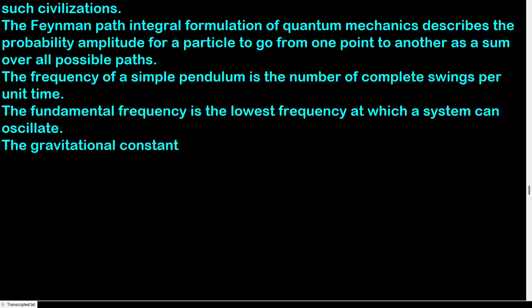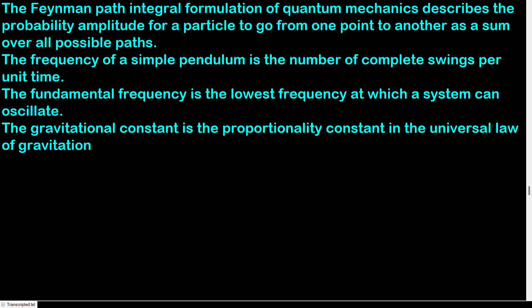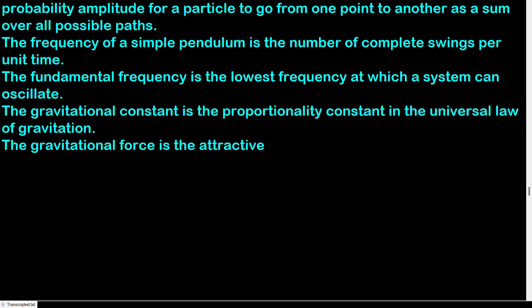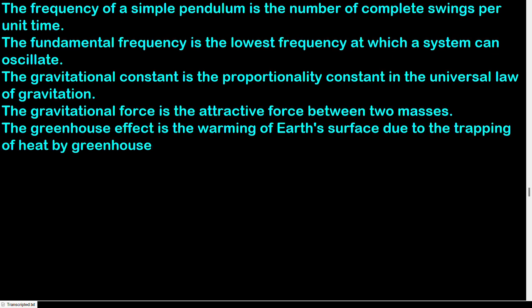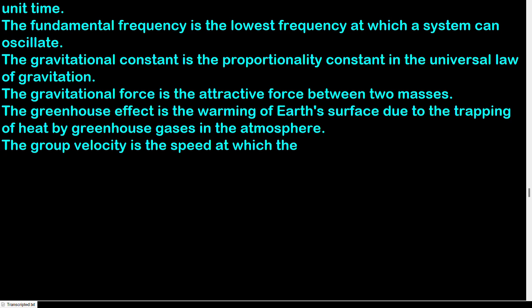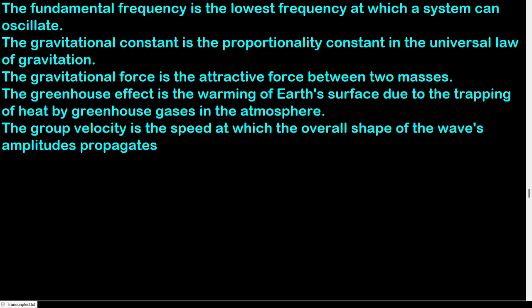The gravitational constant is the proportionality constant in the universal law of gravitation. The gravitational force is the attractive force between two masses. The greenhouse effect is the warming of Earth's surface due to the trapping of heat by greenhouse gases in the atmosphere. The group velocity is the speed at which the overall shape of the wave's amplitudes propagates.